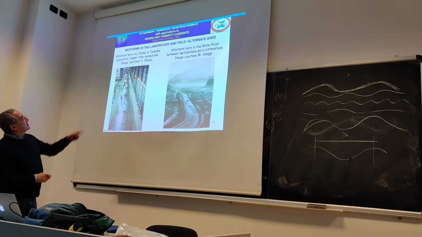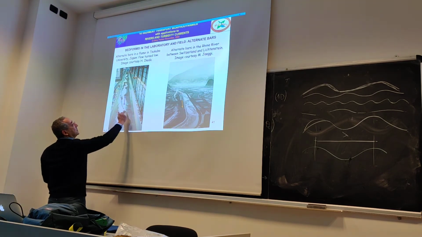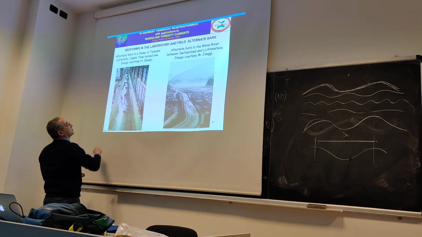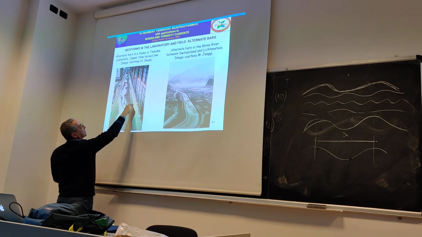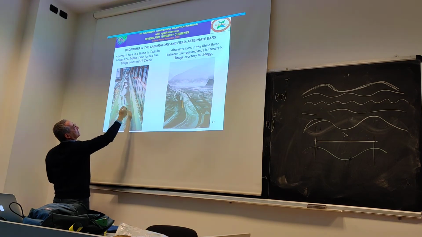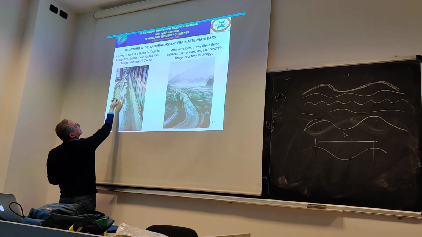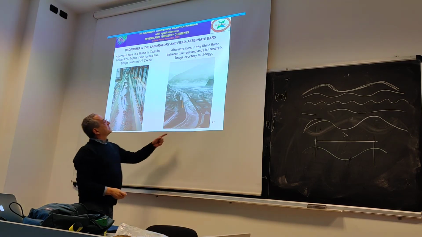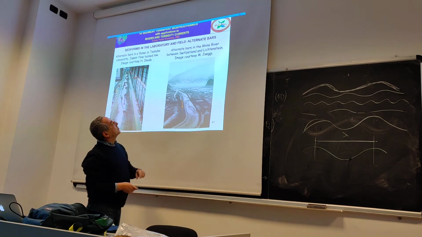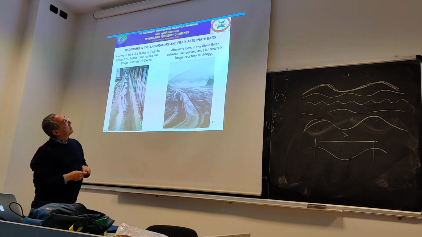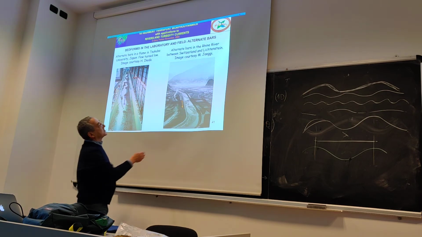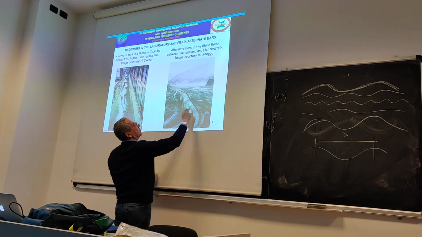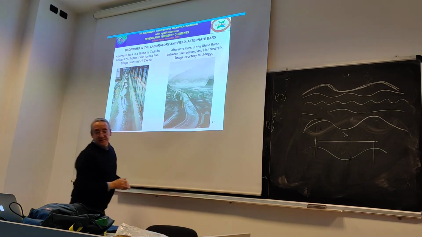These are alternate bars. You can recognize quite easily this diagonal front, which is typical of alternate bars. You have a crest here. This is the front, and you have another crest here. So you have an alternate pattern. These are alternate bars in the field. This is the famous Rhine River, in which you can see easily in this straight reach the formation of these alternate bars.